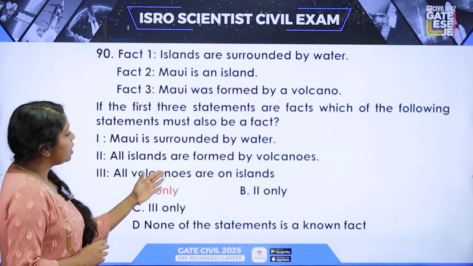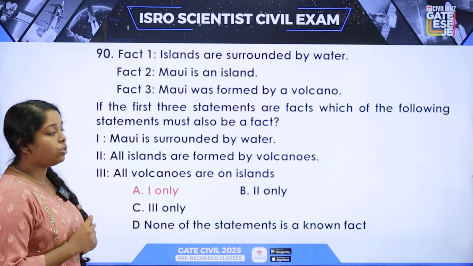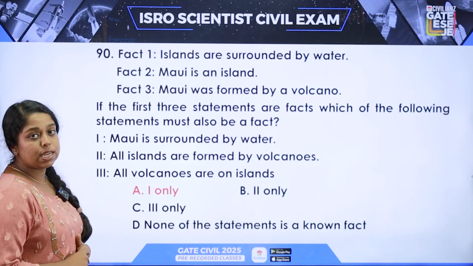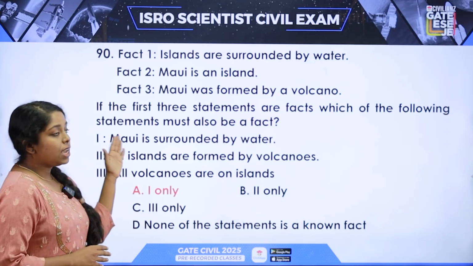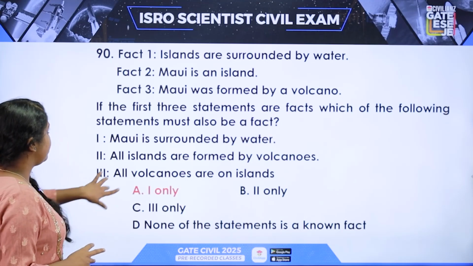And all volcanoes are on island. Based on these 3 facts, we will not be able to draw a conclusion like that. So statement 2 and statement 3 are wrong. Then the statement 1 is the only right answer. So option A is the correct answer.